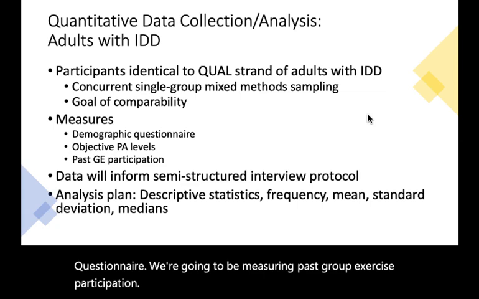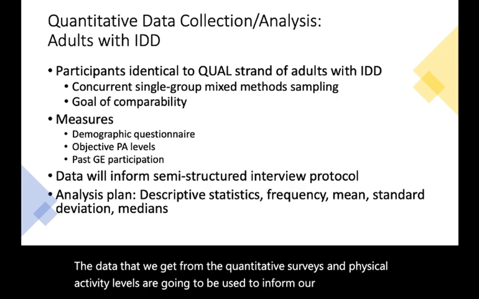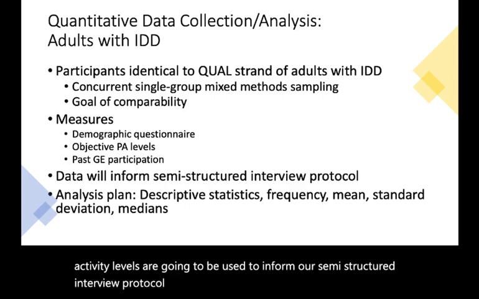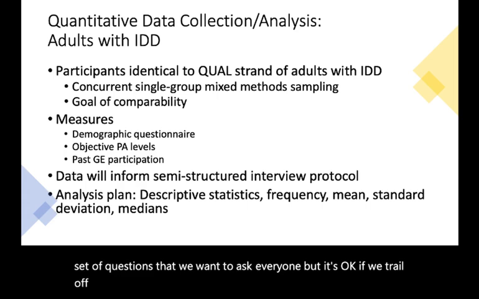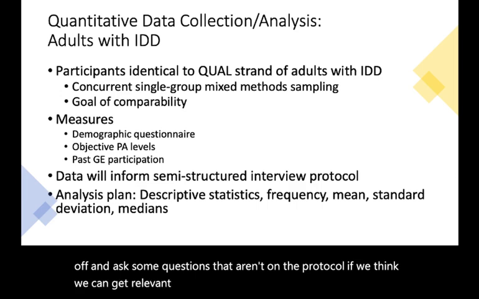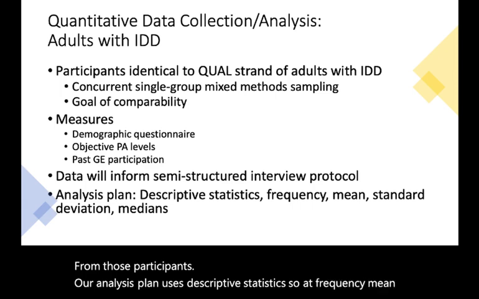The data that we get from the quantitative surveys and physical activity levels are going to be used to inform our semi-structured interview protocol. And semi-structured just means we have a base set of questions that we want to ask everyone, but it's okay if we trail off and ask some questions that aren't on the protocol if we think we can get relevant information to answer the research question from those participants. Our analysis plan uses descriptive statistics, so frequency, mean, standard deviation, and medians.